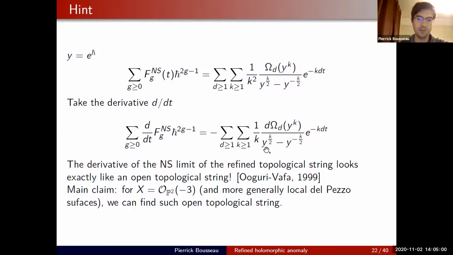And here the kind of formal observation is that the structure on the right-hand side is exactly the expected BPS structure for the open topological string, unrefined, honest open topological string, as predicted by Ooguri and Vafa. So this formal observation tells you that it should make sense to try to interpret the derivative of FGNS as some open topological string. And one of the main claims of this talk is that for local P2, or more generally for local del Pezzo surface, it's possible to identify what this open topological string is.